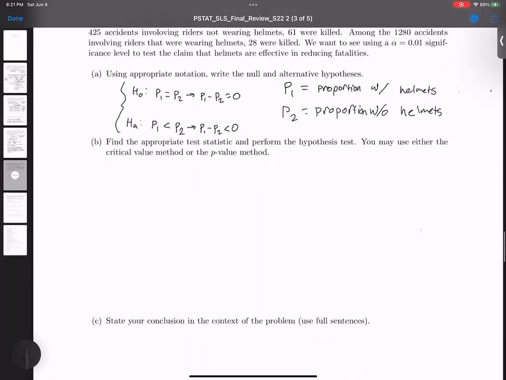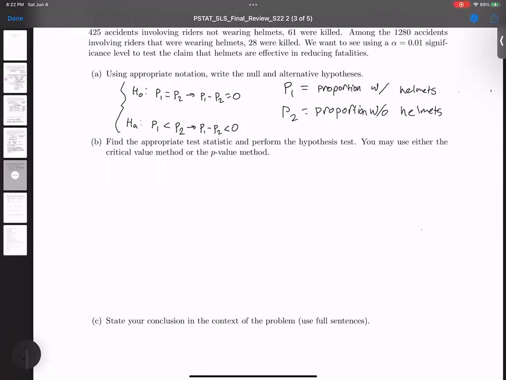And now let's move on. We're going to find the appropriate test statistic and perform the hypothesis test. You may use either the critical value or the p-value method. And so again, I'm going to end up using the critical value method because I personally think that it's easier.